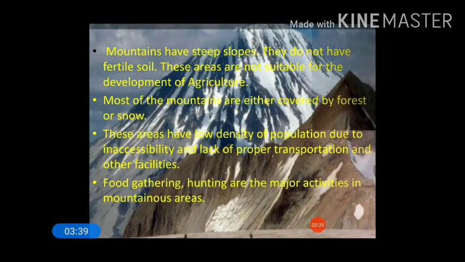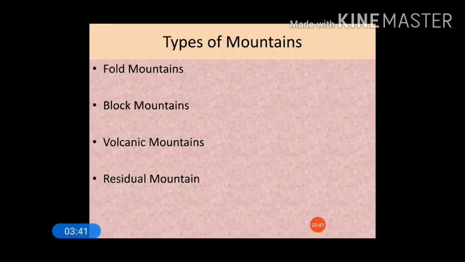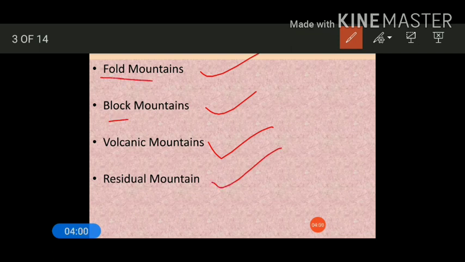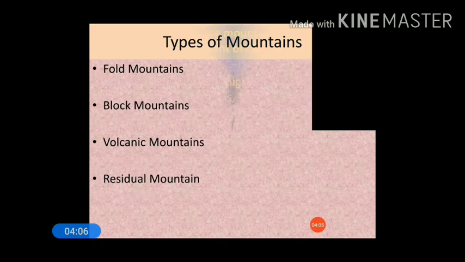Coming to the next topic, types of mountains. There are four types of mountains based on their formation. They are fold mountain, block mountain, volcanic mountain, and lastly residual mountain. We will be discussing fold mountain, block mountain, volcanic mountain, and residual mountain one by one. We'll start with the fold mountain first.